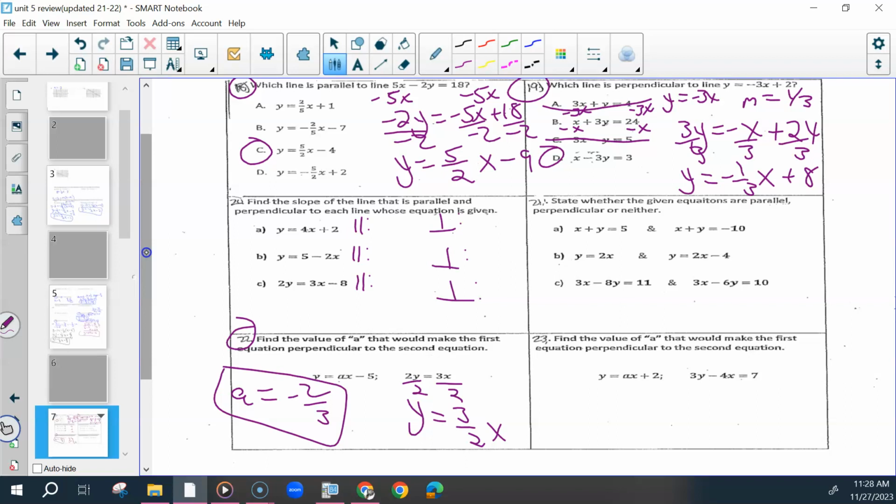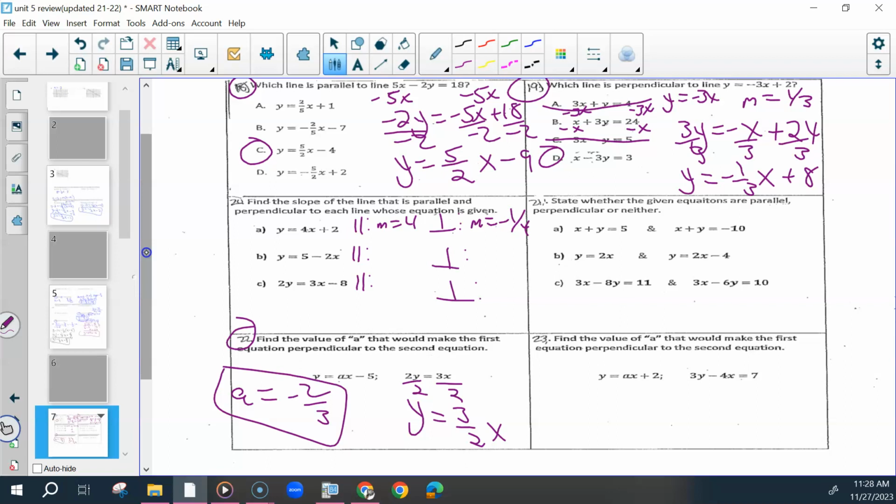So A is already in slope-intercept form. If we were looking for a slope that is parallel to line A, what would the slope be? 4. If it was perpendicular to line A, what would that slope be? Negative 1/4. Now B is almost in slope-intercept form, but the slope and the y-intercept are switched.